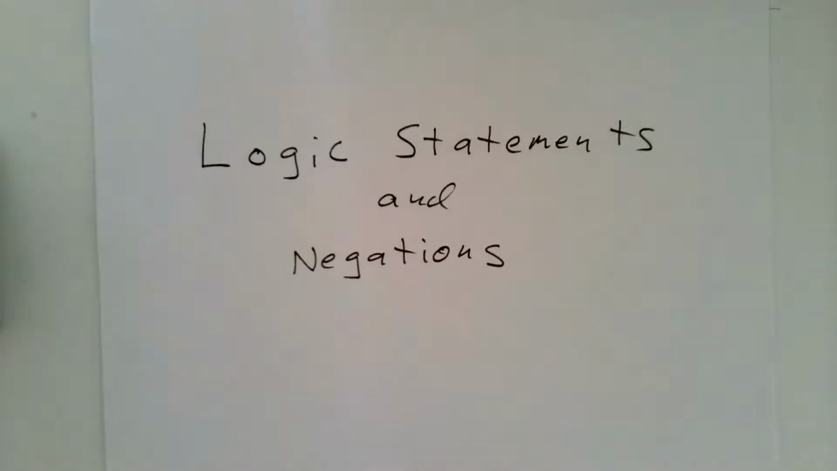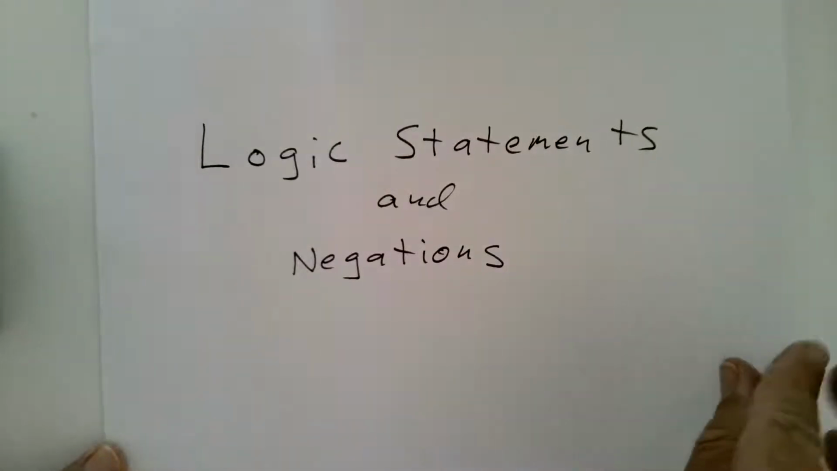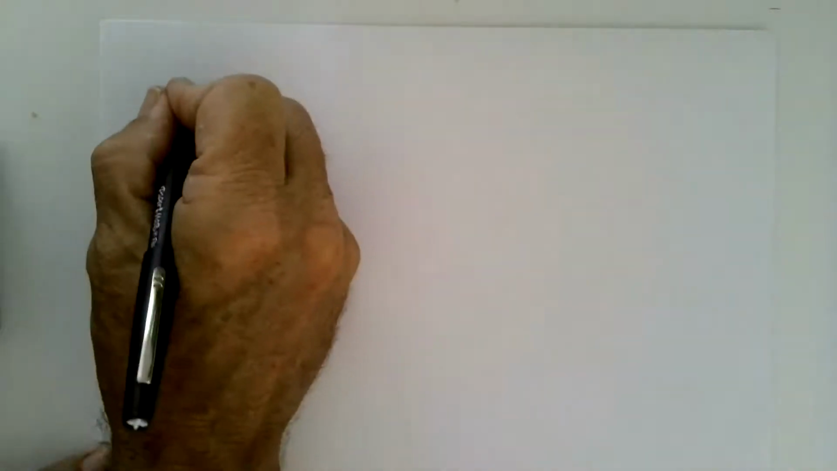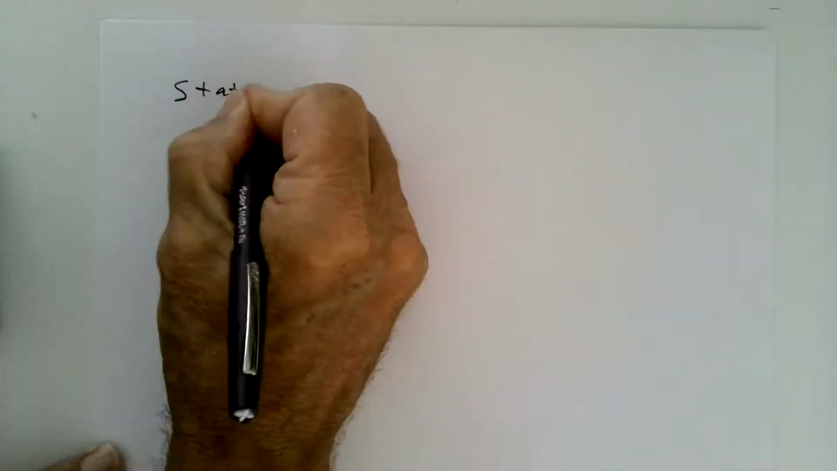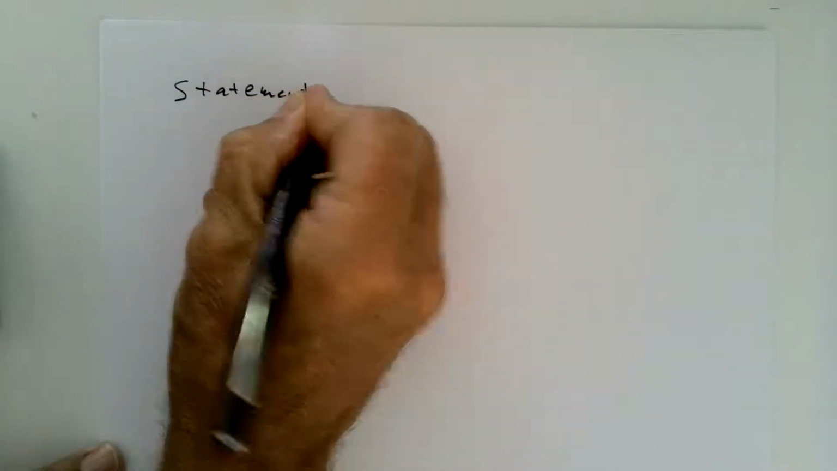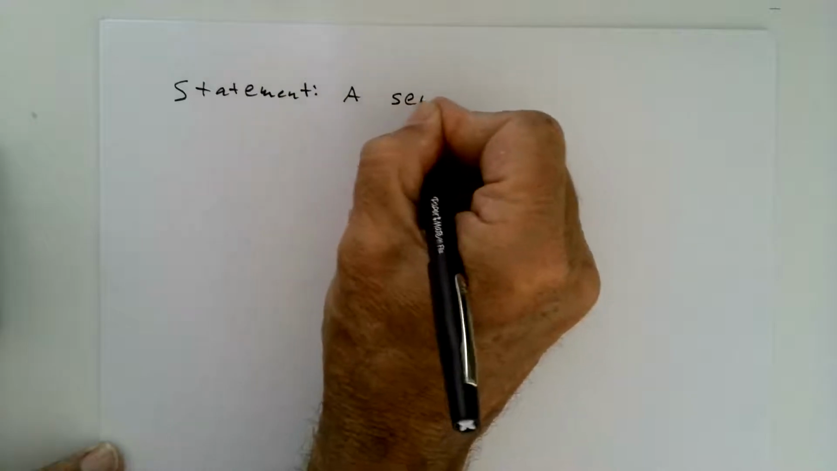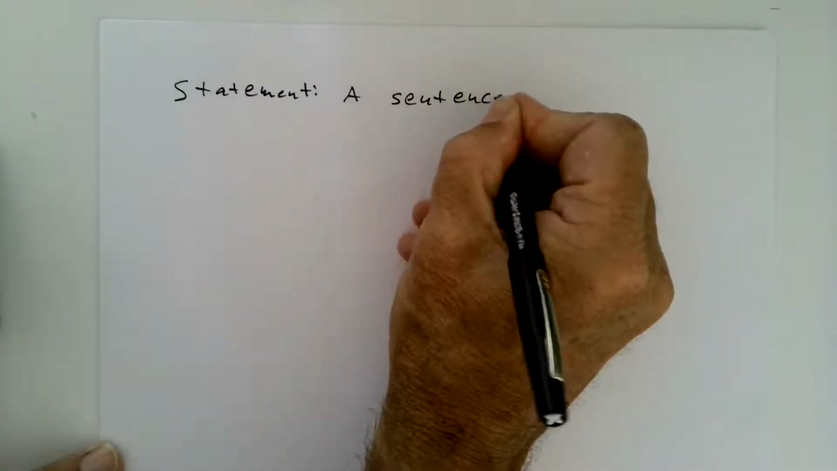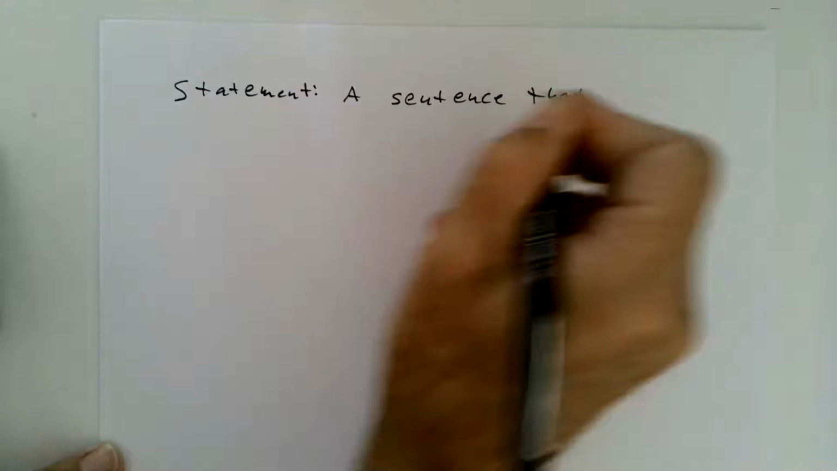This is Bob Capetto, and this lesson is on logic, statements, and negations. So what is a statement in logic? A statement is a sentence that is either true or false. So it has to have a truth value.